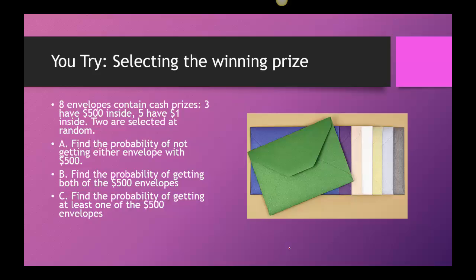First, I want you to try to find the probability of not getting either envelope with $500. You're picking 2 and you don't get the $500. Then I want you to find the probability of getting both of the envelopes that have $500. And then I want you to find the probability of getting at least one of the envelopes that has $500. This may take you a little bit, so pause the video, stop it, whatever you need to do. Try these 3, then come back.